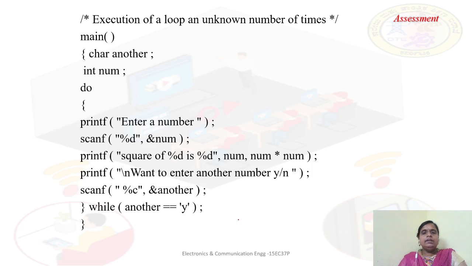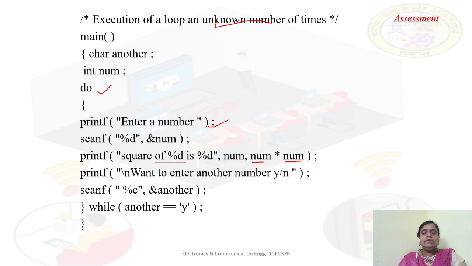Here is one interesting program where you are going to execute the loop an unknown number of times. Unknown number of times means it's not indefinite or infinite, but unknown. Why am I saying it is unknown? See here: do, enter the number. You are going to enter the number and print the square, that is number into number.